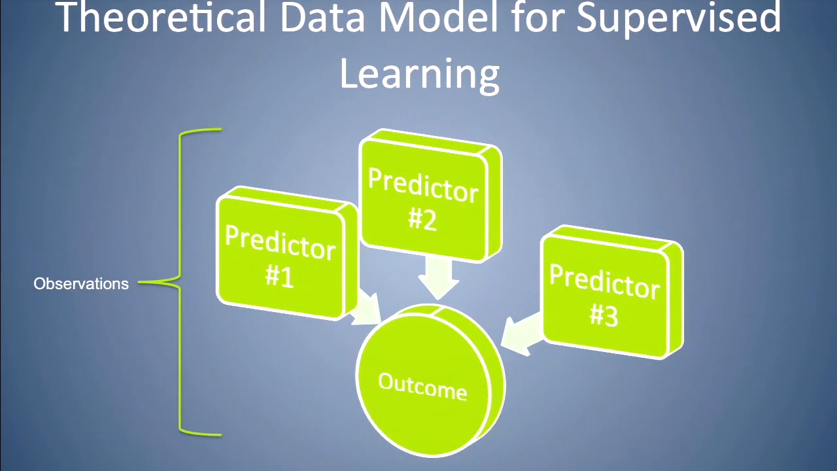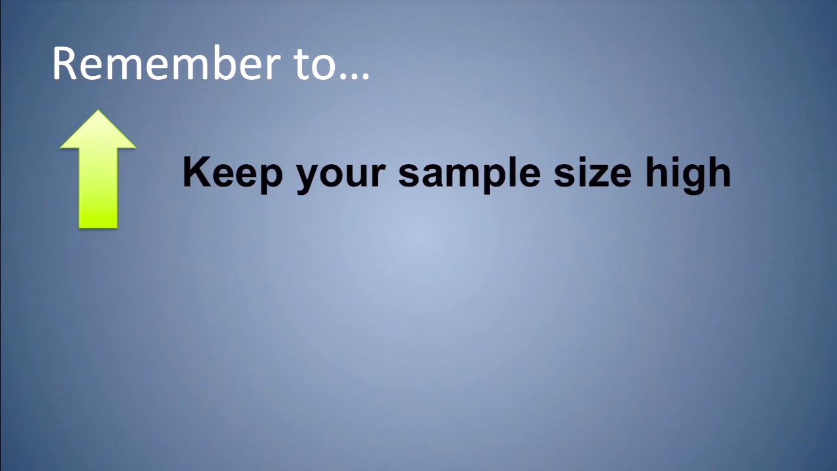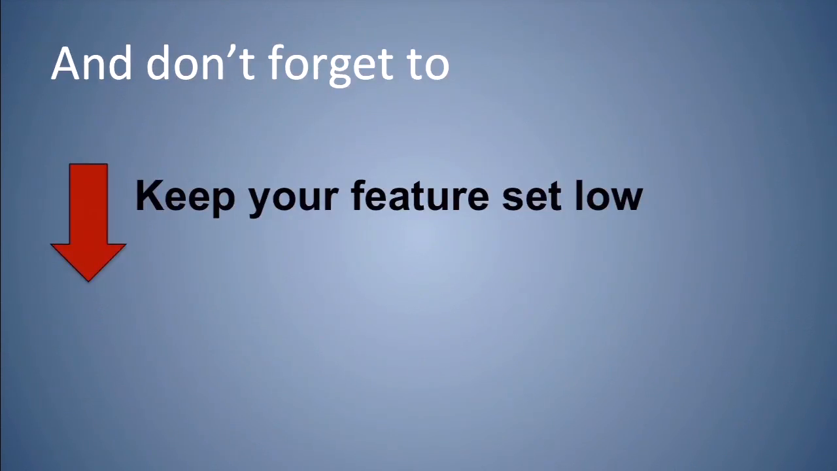And here is the theoretical model for supervised learning. With supervised learning, you take your features, you pick the features that you feel are the most predictive, and using those features, you're able to come up with an outcome. Remember when you are making your model to keep your sample size high, but you want to keep your feature set low. You want to keep your sample size high, but your feature set low because you want to prevent overfitting and noise.